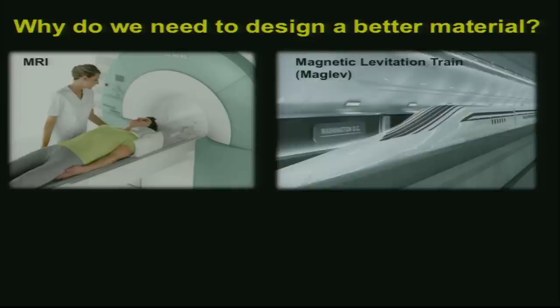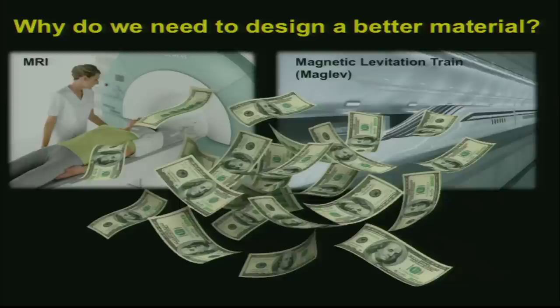The next one is maglev. Okay, this is a maglev. Right now the United States wants to develop this maglev. It is very fast, without any resistance on the rail, because it uses superconducting behavior. However, to develop this maglev, the Obama government invested $8 billion in research, but that is not construction. It's so expensive. So we need a lot of money to use the MRI or that kind of train in the future.